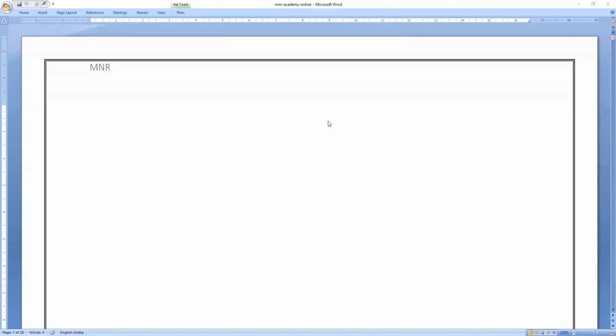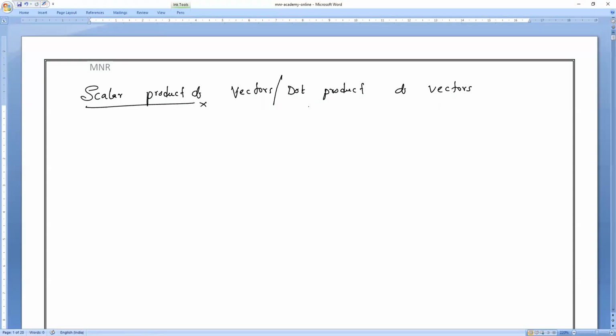Now today's class, we are going to see the next topic: the scalar product of vectors, or we can say the dot product of vectors. Scalar product of vectors, or what do we used to call it, everybody? We used to call it the dot product of vectors. Is it okay, guys? All of you remember, this is the most important one for IIT as well as NEET.